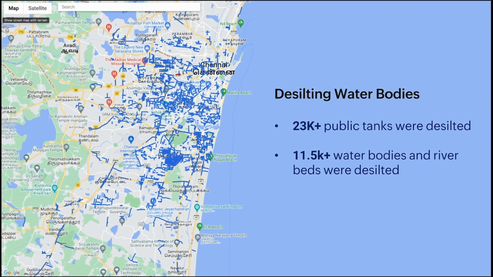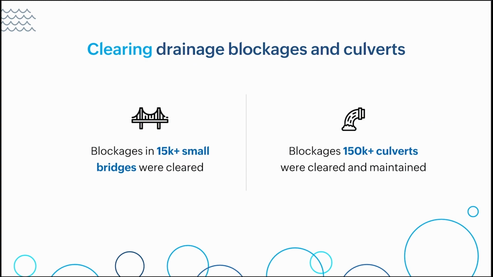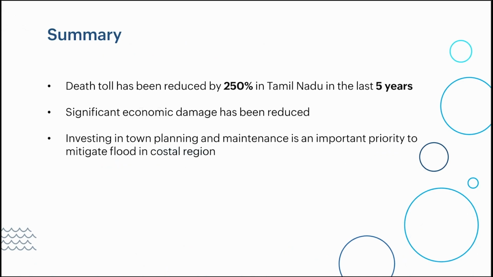Desilting 23,000 public tanks, 11,500 water bodies and riverbeds, and finally removing blockages from 15,000 small bridges and 150,000 culverts pave the way for the water to reach the sea. In summary, death toll has been reduced by 250%. Economic damages have been significantly reduced, and the tightrope walk is to marry town planning with urbanization. Any city that is impacted by coastal flood systems and dealing with massive urbanization can take a leaf from Chennai's book.